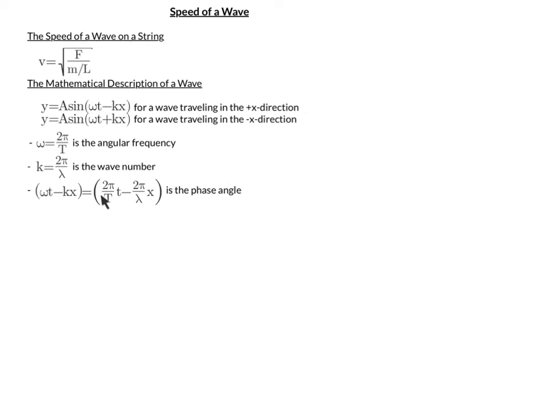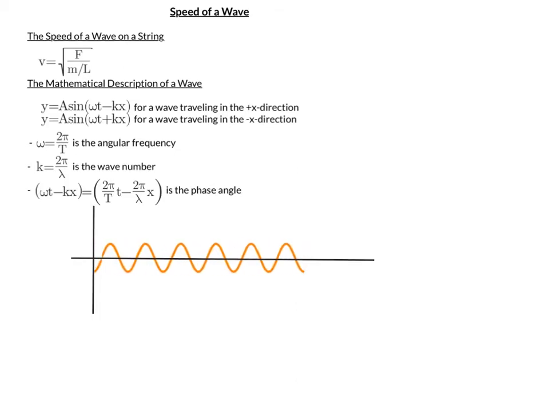So when we look at this, we notice that we have 2 pi, and t is in seconds, period is in seconds, so those units cancel out. Then we have 2 pi, distance in meters, wavelength in meters. Those units cancel out, so this becomes unitless, the way we would want it to be. Now, what exactly does all of this mean?